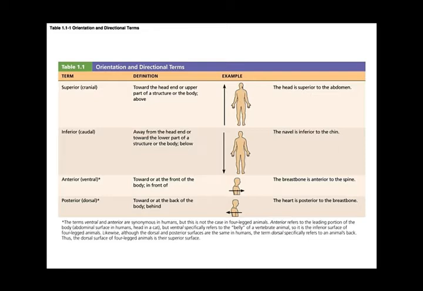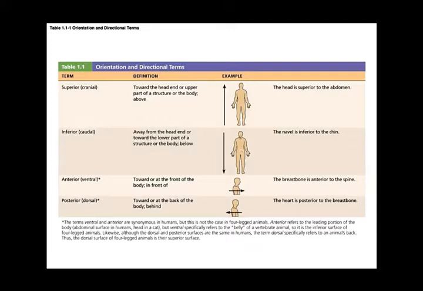So we can see some examples over here. The first example, as given in this diagram, is that the head is superior to the abdomen. You can clearly see that our head, as I told you earlier, is the cranial part, and the cranium is at the top of the body when we are standing in the anatomical position. The abdomen lies below the head, so we can say that the head is superior to the abdomen.